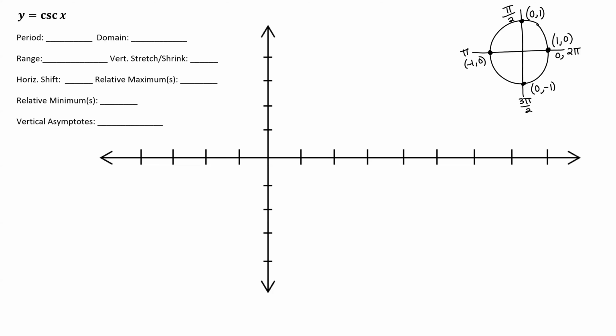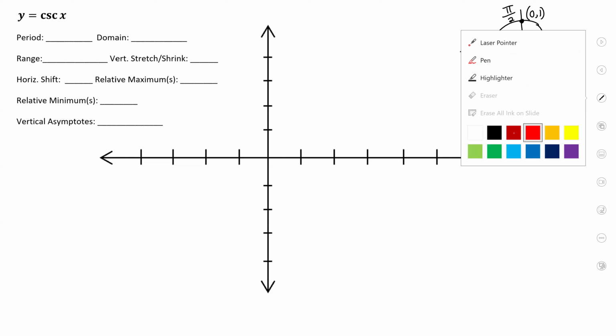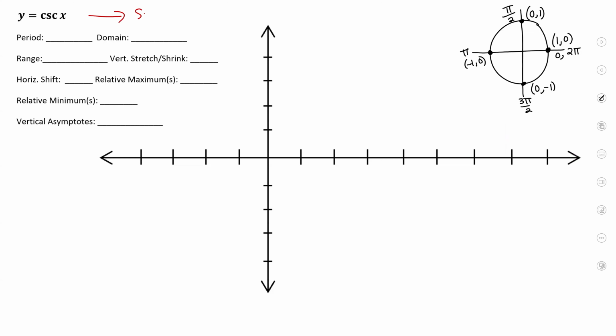In order to graph cosecant, you have to think about the sine function because they're reciprocals. So your sine function, if you look at our unit circle, isn't sine 0 at 0 and 2 pi? Okay. And sine is also 0 at pi. So that means if I do the reciprocal, let me turn these into fractions. Sine of 0, that's 0 over 1.